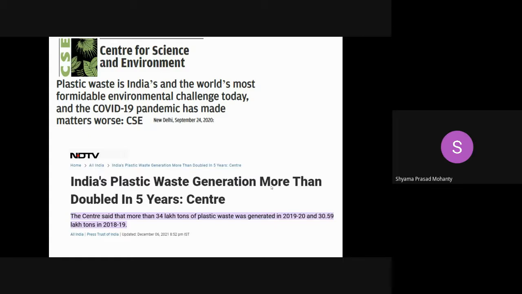About one month back, there was another article by NDTV that India's plastic waste generation more than doubled in 5 years. As you can observe here, 34 lakh tons of plastic waste were generated in 2019-20, and it was 30.59 lakh tons in 2018-19. So about 3.5 lakh tons of plastic was added as waste in the year 2019-20.